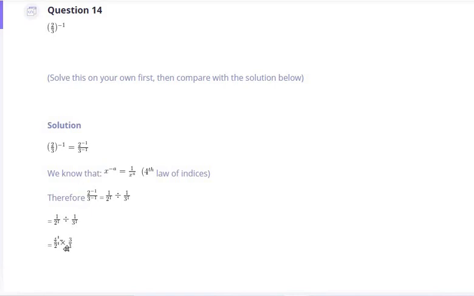And what you have is half times 3 over 1, and the answer is simply 3 over 2. And there you have it, the answer to question 14. And I believe we're able to do justice to this.